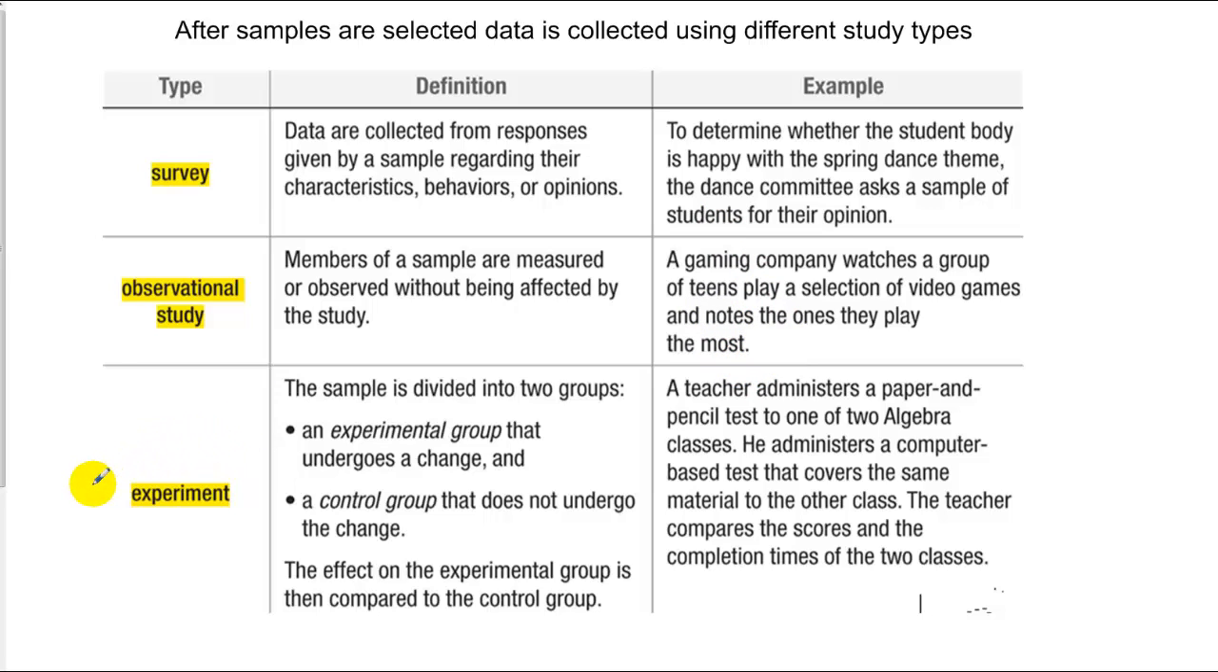Experimental is where the sample is divided into 2 groups. One that undergoes some kind of a change and one that doesn't undergo a change. And then you compare and contrast what happened within those 2 groups. So for instance, a teacher gives a test 2 different ways, one by paper and pencil and one on the computer, and sees if there's any difference between the outcome of the 2 tests.